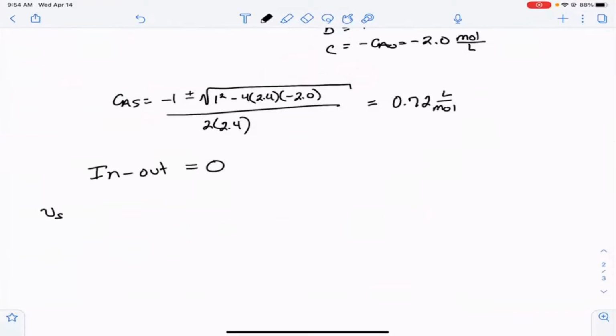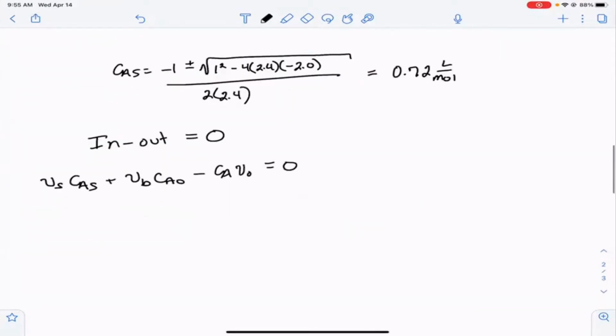One at the through the active part or leaving the active part of the reactor, or VS times CAS, then plus the bypass, so VB times CA0, and then minus the concentration of A that's leaving that junction, or leaving the actual reactor, times V0 is equal to 0.